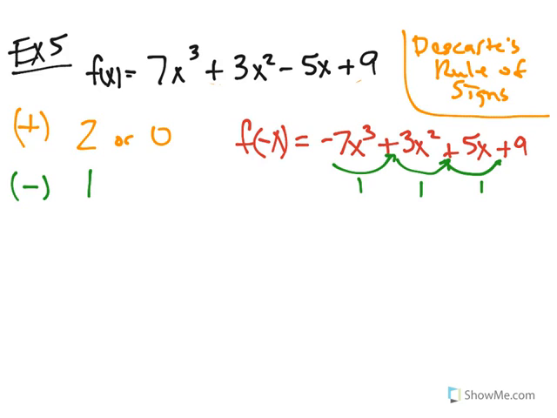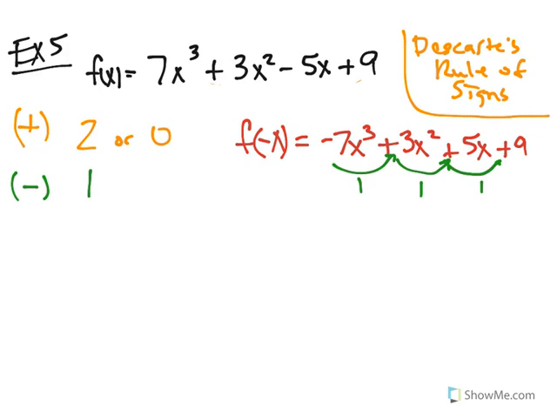So when I'm using the rational zero test, I'm going to be doing synthetic division with a negative number first, because I know that there's guaranteed to be at least one negative. I don't want to do a positive one because I might have 2 or I might have none.